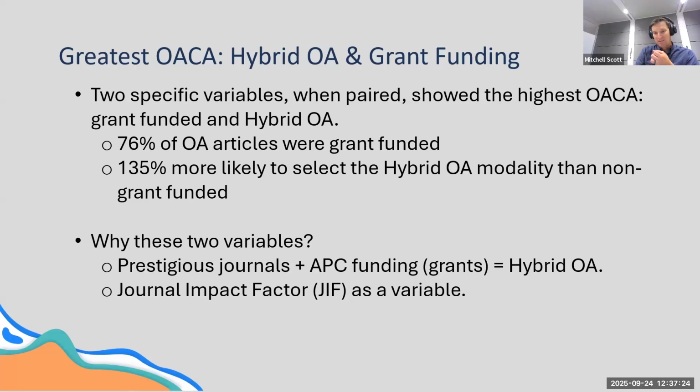So hybrid OA allows authors to meet several important criteria in one fell swoop. They can publish in higher profile journals, leading to more impactful and cited works. They can publish in higher profile journals to meet tenure and promotion demands. And then they can publish hybrid OA to meet funder mandates. So to us, the equation behind this is prestigious journals, hybrid OA, plus APC funding to cover, funded by grants, equals hybrid OA.